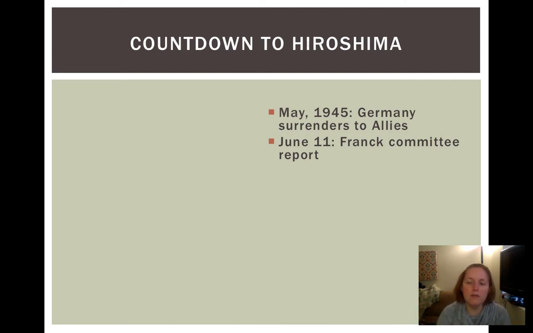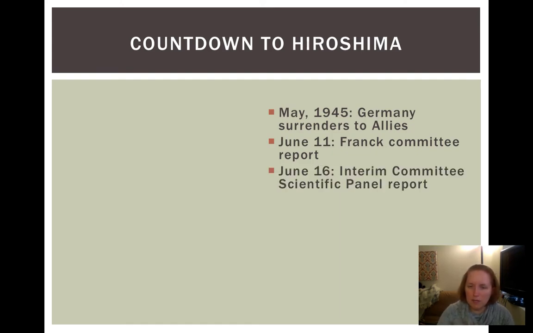So they recommend instead that the U.S. conduct a demonstration of the bomb for other countries. Basically, we take people out to some little island somewhere. We say, here's the weapon that we have. This is what it can do. We don't want to use it against you, but we will if we have to. So the Franck Committee issues this report. It basically doesn't go anywhere. It never reaches the highest levels of government.